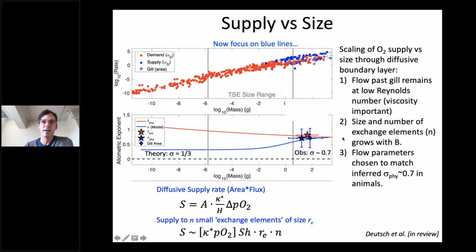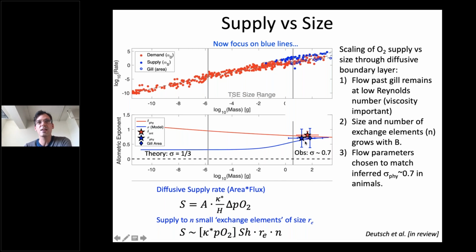What about supply? Supply could be a whole other seminar, but I'm just going to point out that we have a theoretical model that starts with theoretical boundary layer diffusive scaling, and that predicts that sigma should be 1/3. You might think 2/3 at first, but remember that the thickness of the boundary layer also increases as an object gets bigger, so that kind of knocks sigma down from 2/3 to 1/3.